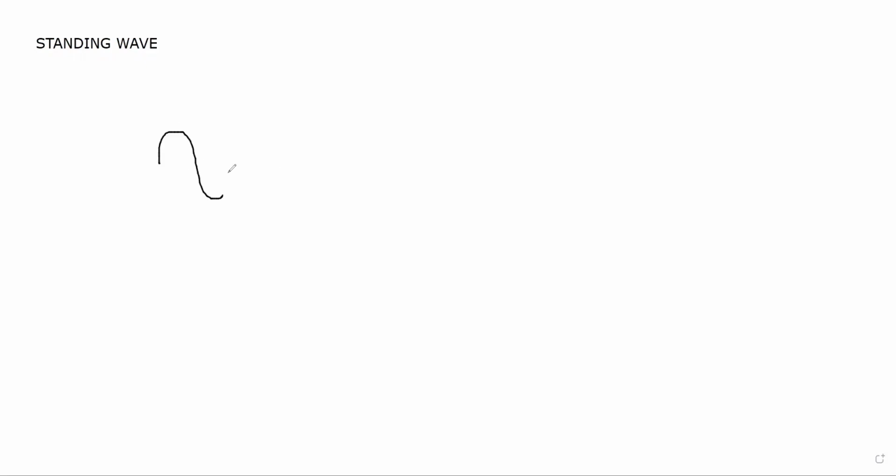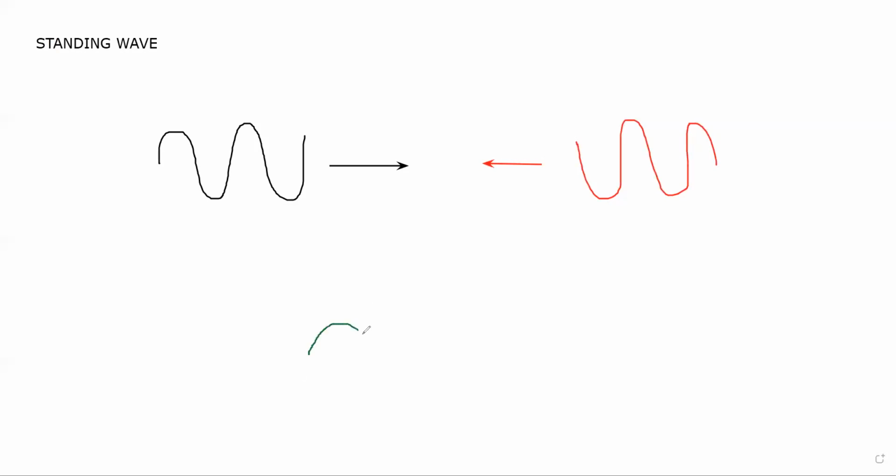For example, two progressive waves, two waves which can change their position, are traveling in opposite direction. When two waves travel in opposite direction and combine with each other, they give rise to a standing wave, the resultant of the two progressive waves. As a result, at some points they increase the effect of each other, and there are some points where they decrease the effect of each other.